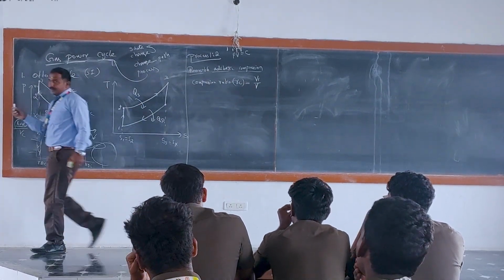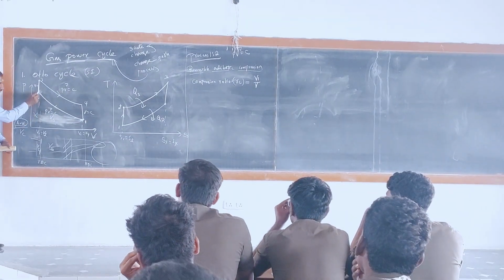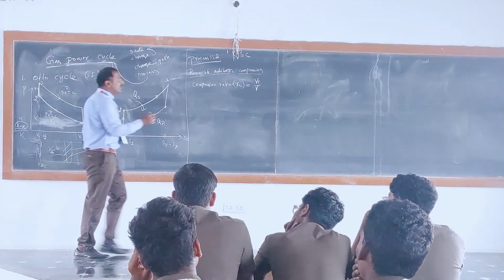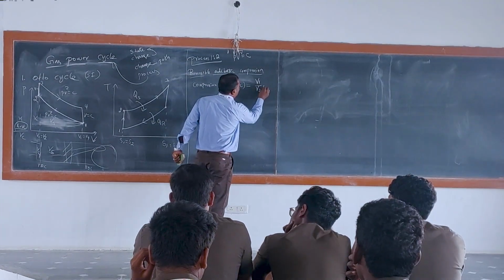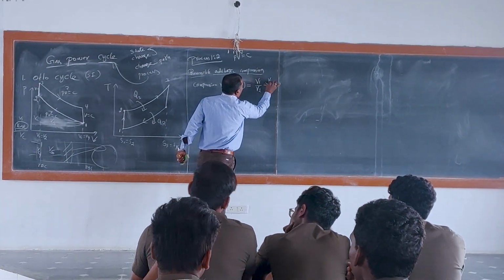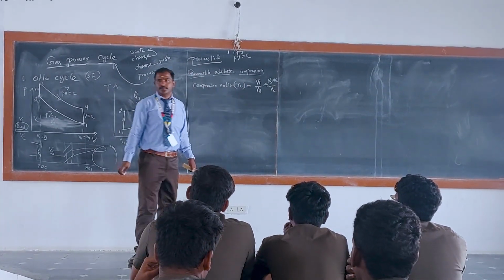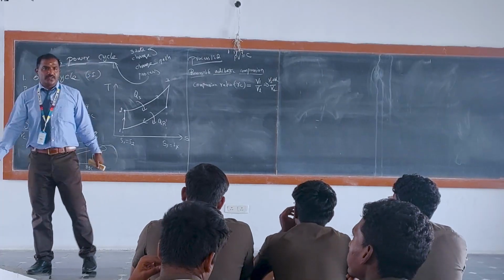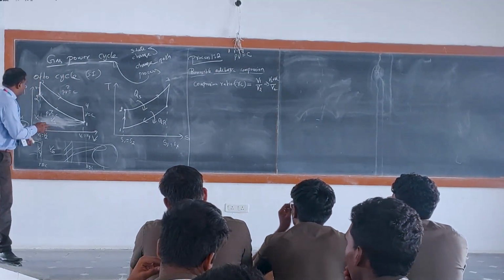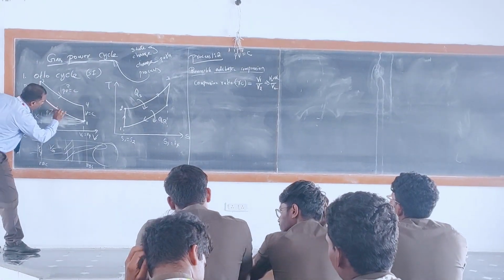What can we take VC as? We can take VC as V2. So I am writing it again: VS plus VC divided by VC. Got it? So now we are going to discuss only process 1 to 2.